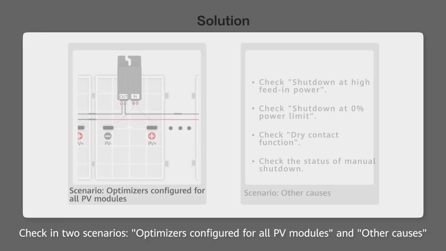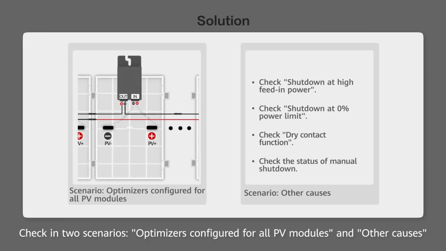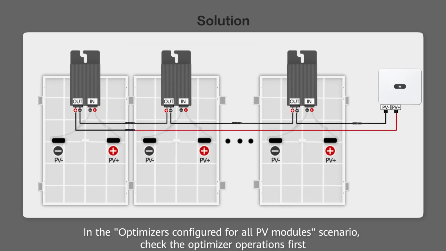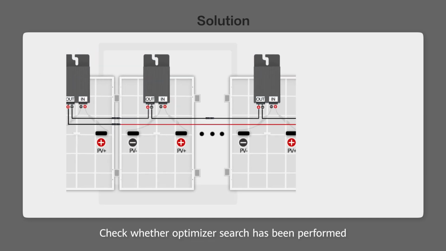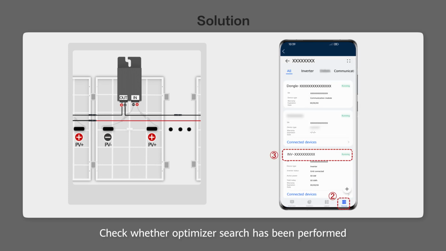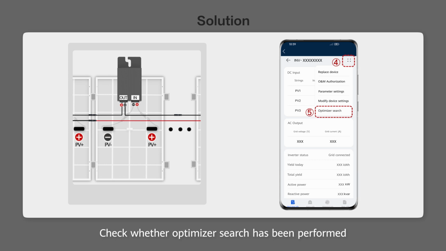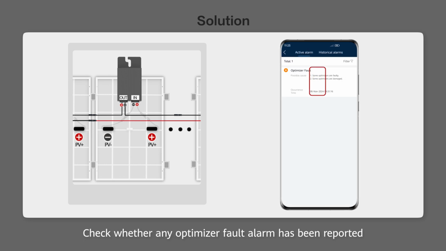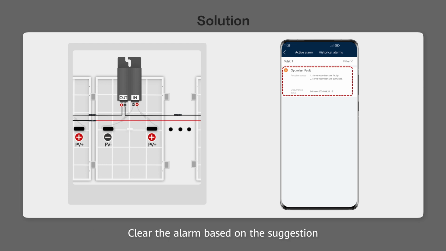Check in two scenarios, optimizers configured for all PV modules and other causes. In the optimizers configured for all PV modules scenario, check the optimizer operations first. Check whether optimizer search has been performed. Check whether any optimizer fault alarm has been reported. Clear the alarm based on the suggestion. Try to start the inverter on the local app.